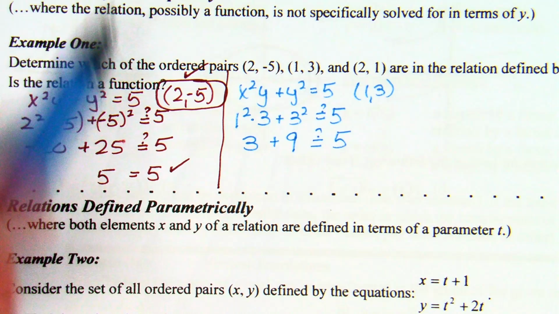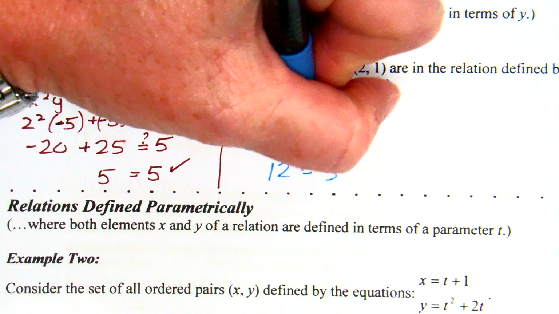3 plus 9 is 12. And does 12 equal 5 on this one? No. So what does that mean about (1, 3)? (1, 3) is not a solution. Are we okay with that one?